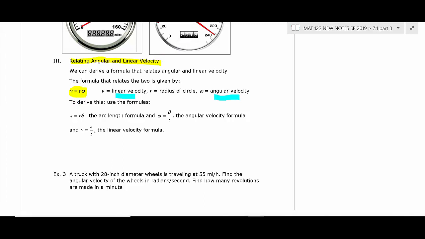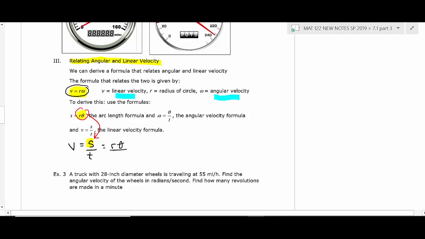Now I'm going to show you where that comes from and just do a proof, but you'll need to know this formula and what everything means in it. That just is how they interconnect. So I want you to write this down. Step one, you need to just write down the formula that we learned for linear velocity just a few minutes ago. The linear velocity is the arc length over time. It's the arc it moves in a circle in a unit of time. However, we learned earlier in this section that s is r theta. So I'm just going to replace that s with r theta. So I get r theta over t.